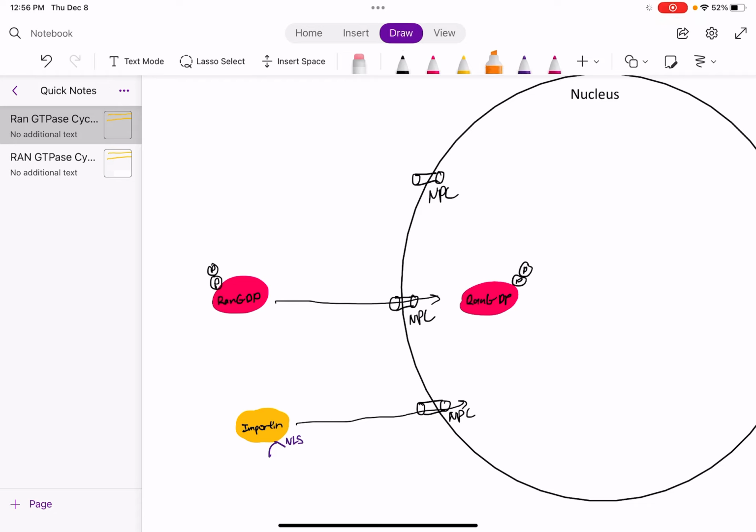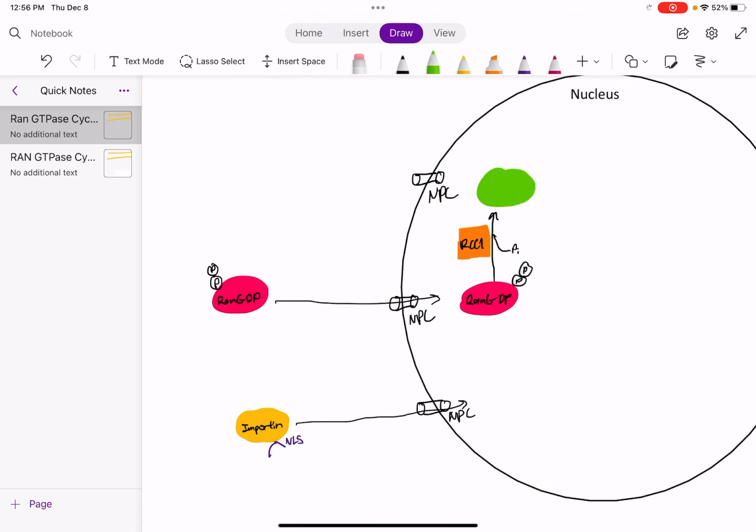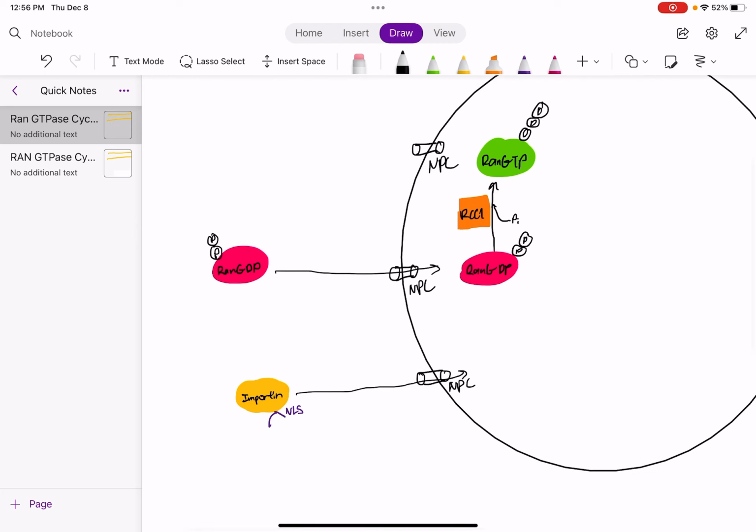And RAN-GDP gets acted on by a protein called RCC1. What RCC1 does is add a phosphate group to RAN-GDP, turning it into RAN-GTP. And it's GTP because it's now triphosphate instead of the diphosphate on RAN-GDP. Importin is also within the nucleus now.